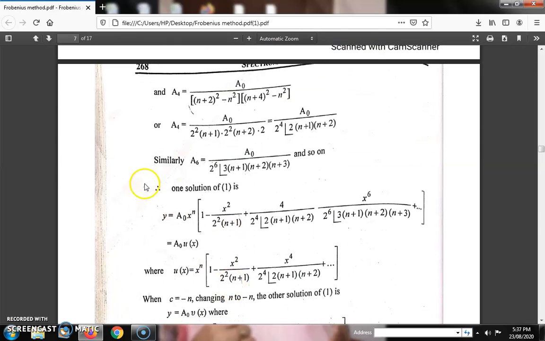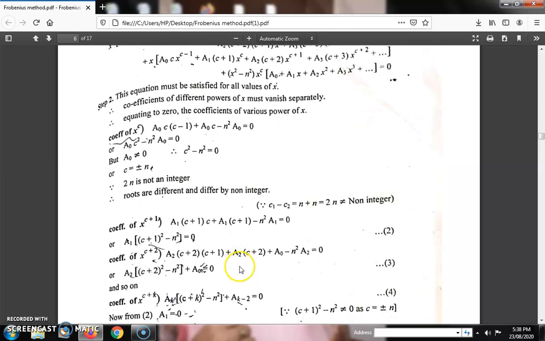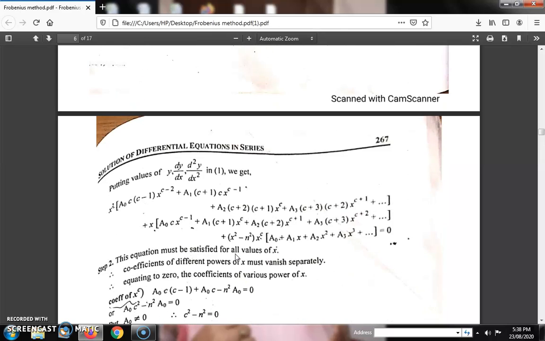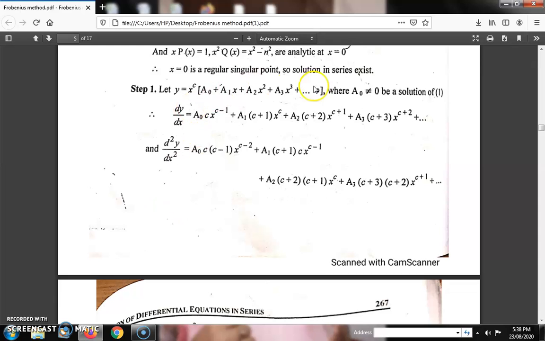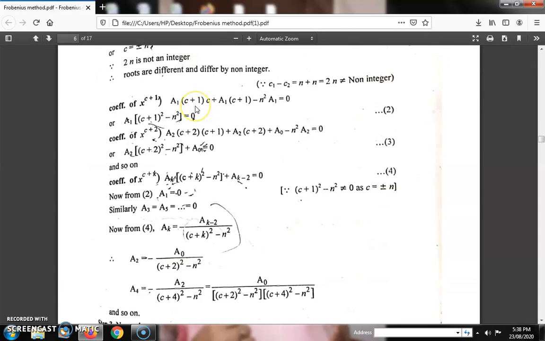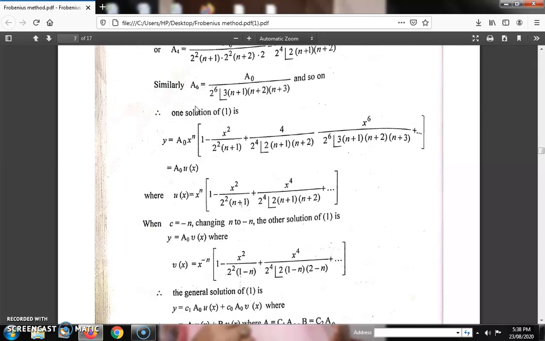Here they have just solved it. You can see how they have put it in this form. So you have to solve this equation and you will get this form. After that, similarly, a6 you have found. Now you have found all the values: a1, a3, a5 are all 0, so only a2, a4, a6 remain. You have to put all these values in y, which we let as the solution, with c equal to n. After that you will get this solution.